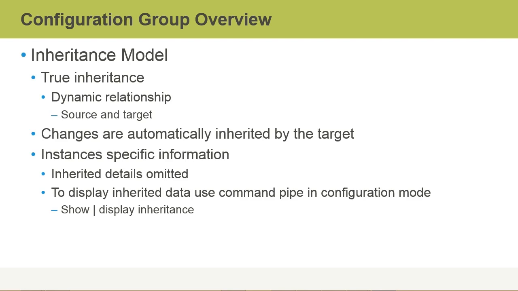When viewing your configuration, the inherited details are going to be omitted. So if you want to display your configuration and include any inheritance or inherited configuration from the configuration group, then you'll have to pipe in the display inheritance command.